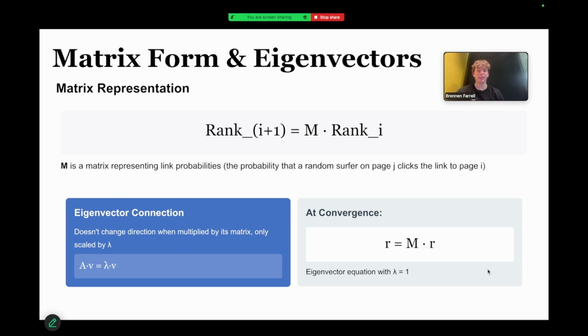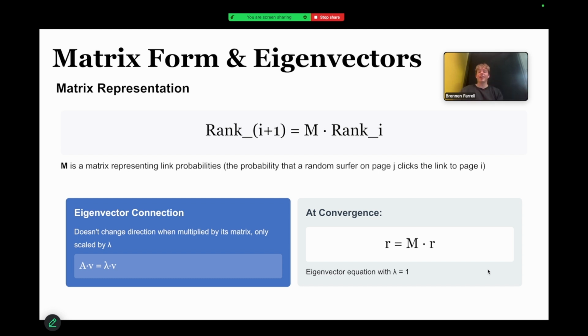Now we're going to put it into matrix form with eigenvectors. The matrix representation of the previous equation is rank sub i plus 1, the next iterative rank, equals M dot rank sub i. In this case, M is a matrix representing link probabilities, which is the probability that a random surfer on page j will click the link to page i.